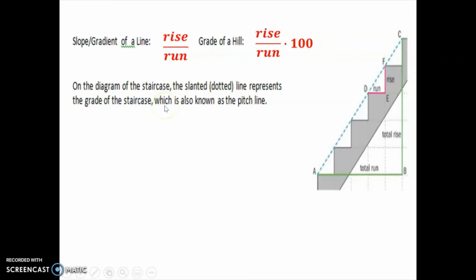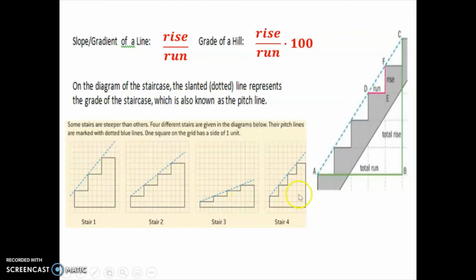So, for example, we have 4 staircases here. Please give the grade of each of these staircases. So you'll find the rise over run, which is the slope first, and then just multiply by 100. So what is the grade of staircase 1? Okay, staircase 1 has a grade of 100%, because the slope was rising 3 units, the run was 3 units as well. So slope 3 over 3 times 100 gives you 100% grade.